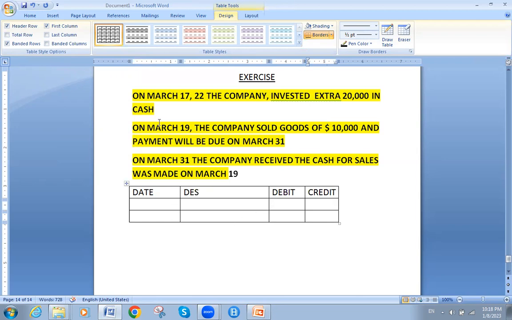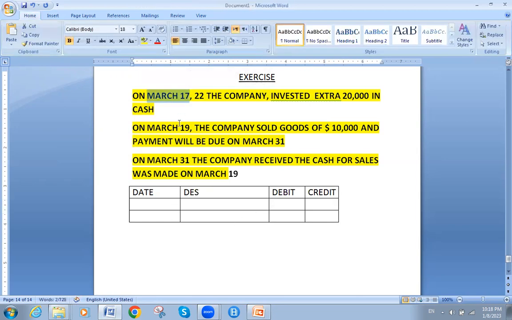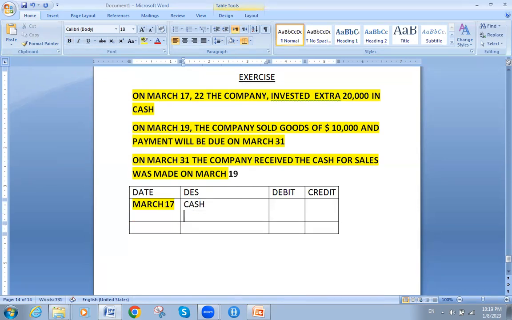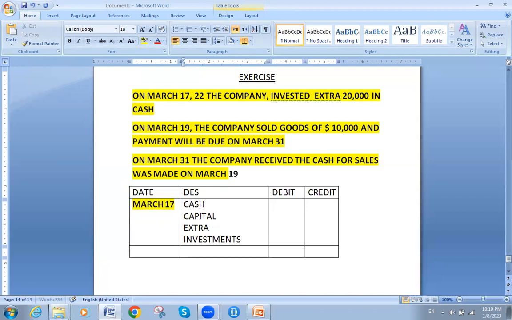Then on the date March 17, here is March 17, Control and C. The company invested extra money, so this is from cash into capital, cash, then to capital. This is the extra investments. So we'll say from cash to capital, and the words extra investments here are the declaration of the type of the transaction.